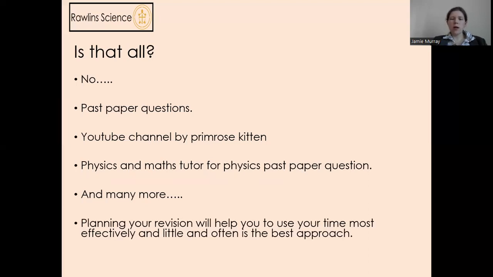So try something else. Planning your revision is key. So knowing what you're going to do and when you're going to do it. So you don't put an hour aside for revision and spend half an hour of it trying to decide what you're going to do. Put together a timetable for yourself. The important thing is little and often is the best approach. I say to my classes, revision is a bit like eating a pizza. It's best done one slice at a time.